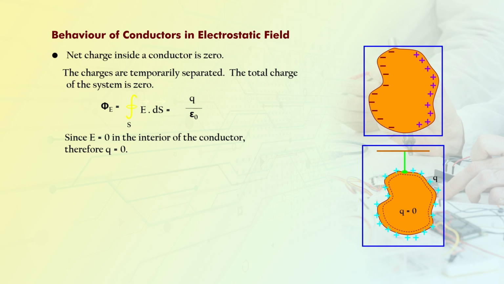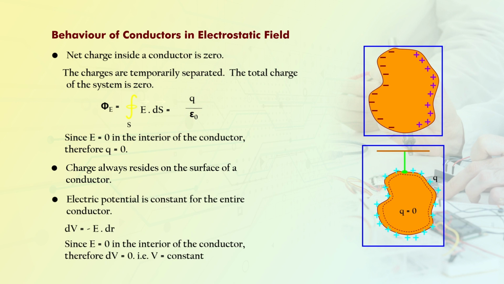The positive charge will move in a certain direction and the negative charge will move in a certain direction. So, overall, the net charge will be 0. The charges are temporarily separated, but the total charge of the system is 0. Charge always resides on the surface of a conductor.